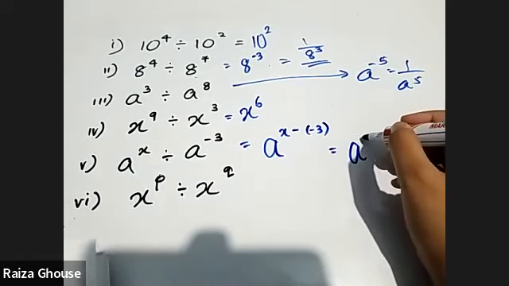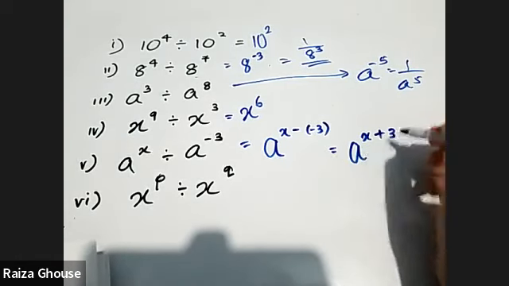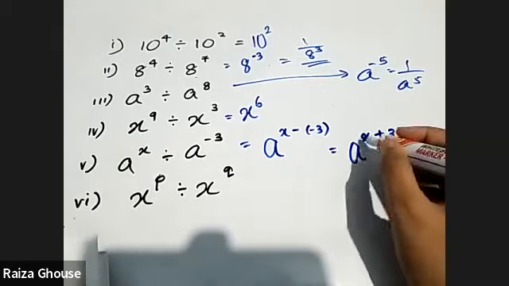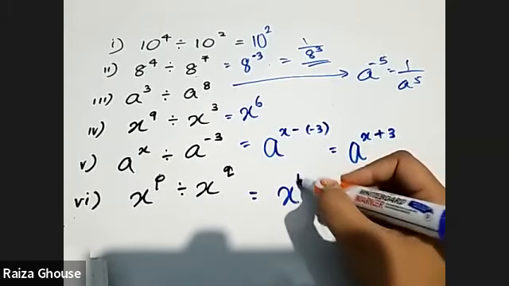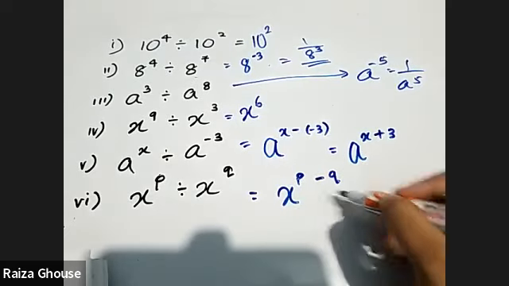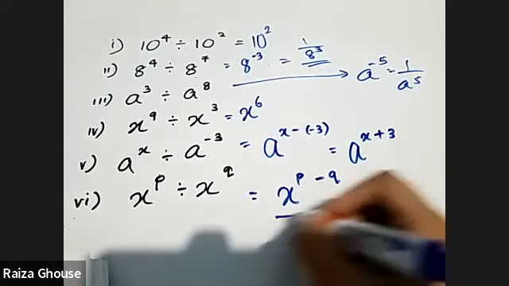A to the power X plus 3. Mention A to the power X plus 3. This one, X to the power P minus Q. So you can't solve this. So this is the final answer.